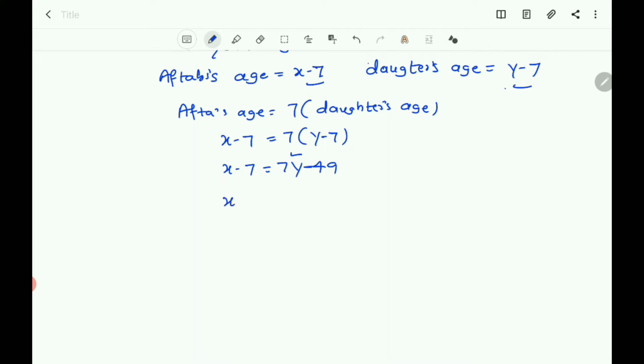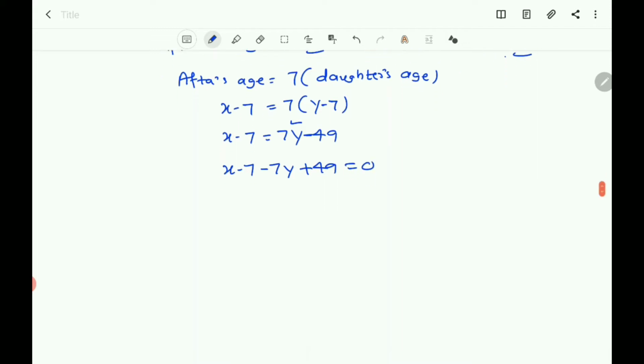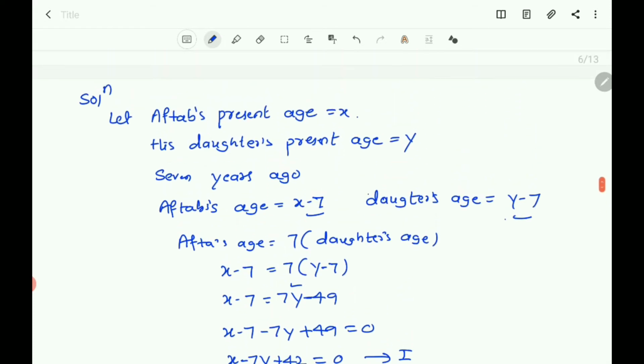Now it becomes x minus 7 minus 7y plus 49 equals 0. Bring this to the standard form of the linear equation in two variables, that is x minus 7y minus 7 plus 49, which is plus 42, equals 0. You got one linear equation in two variables. So that is the first equation.